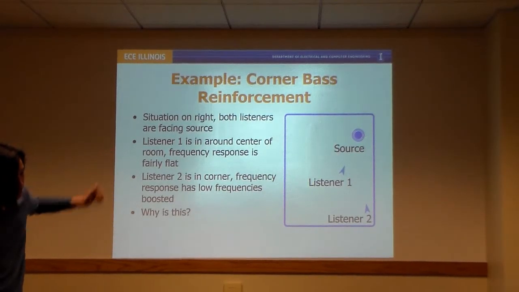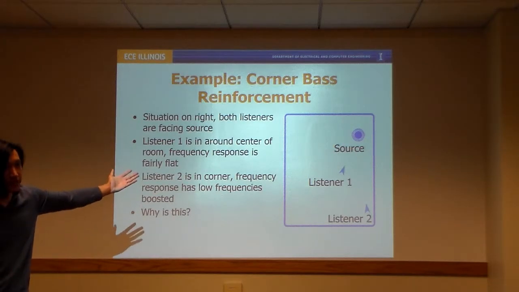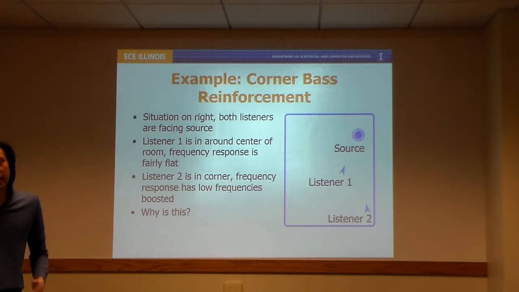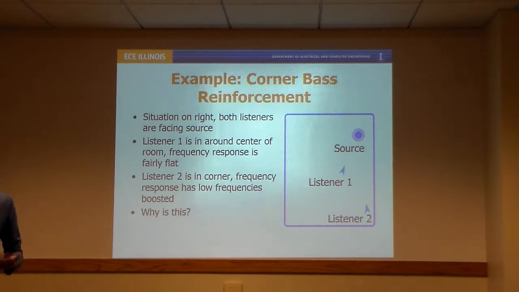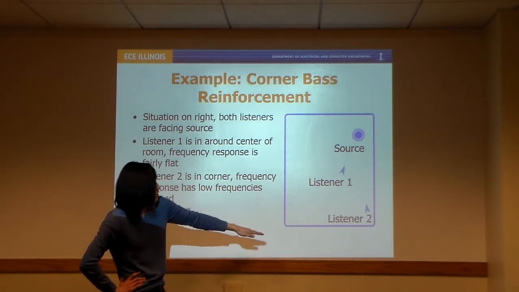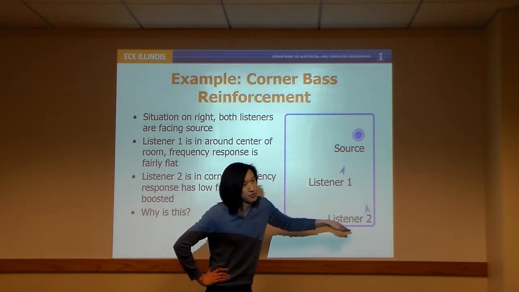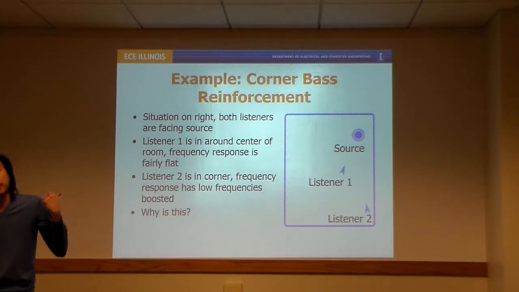So we have listener 1, which is in the center of the room. And we expect that, if you're in the center of the room, the frequency response is fairly flat because most of those paths are pretty randomly distributed at most wavelengths, right? And then if you have listener 2 who's really in the corner, you can imagine that the paths that are really going to affect listener 2 are the ones bouncing off of these walls that he's very close to. But those all have almost the same length, right?